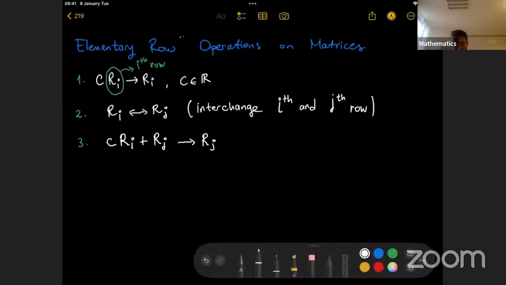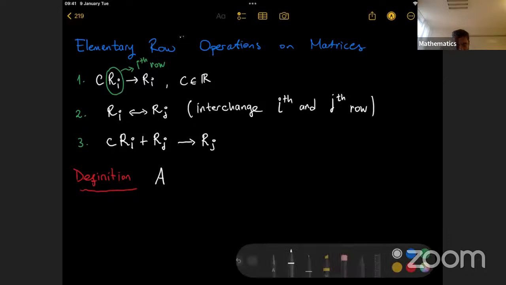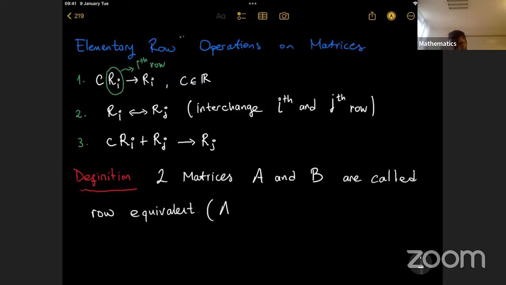Well, let me give this definition. If you obtain a matrix from another matrix by row operations, then you say these two matrices are equivalent. Okay, so two matrices, let's say, A and B are called row equivalent. In that case, we denote this by this notation, okay?